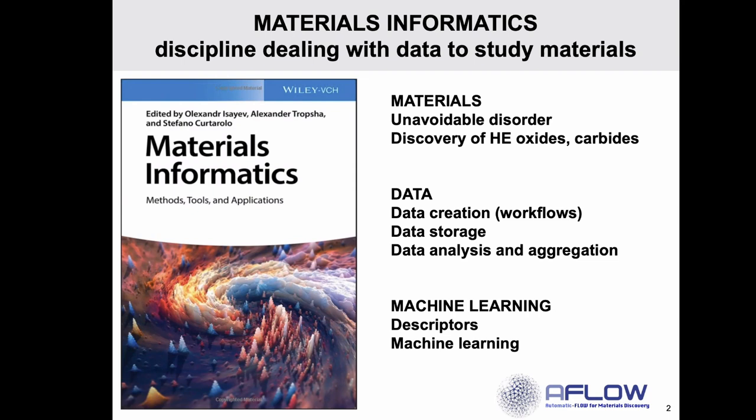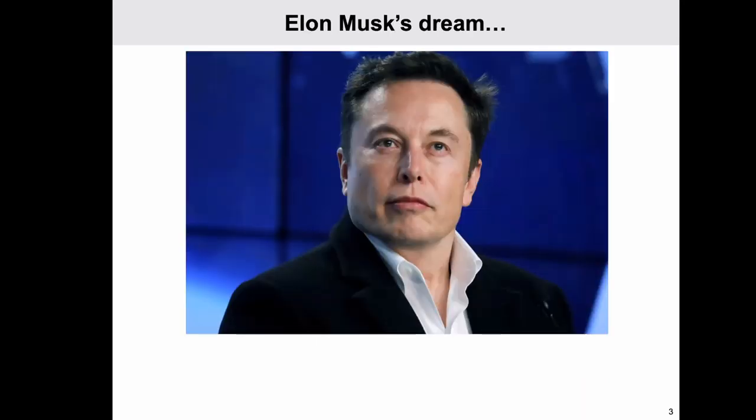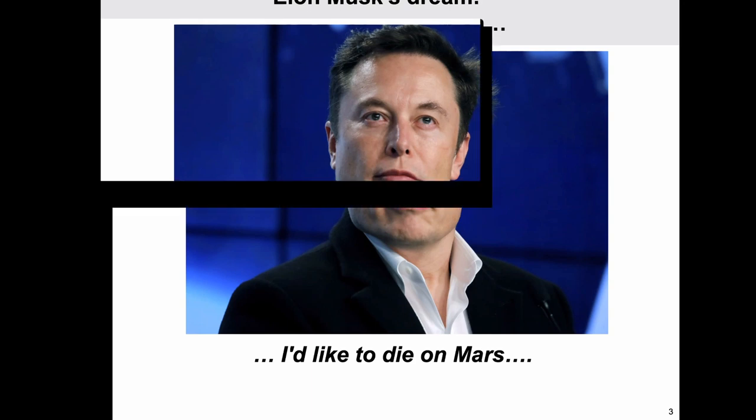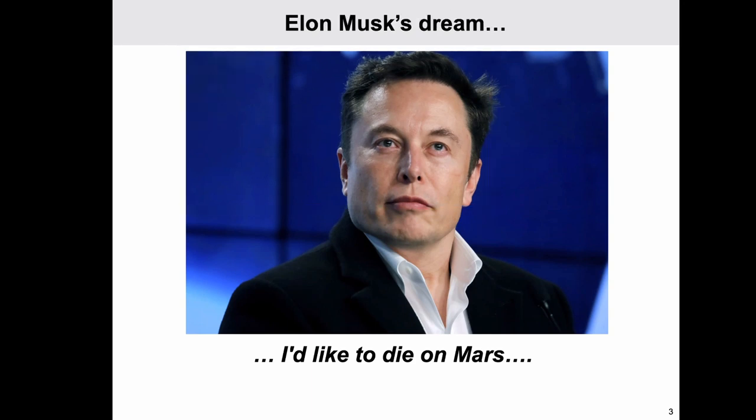Now let's start from the materials. We have dreams. And this is the Elon Musk dream. As you know, a few years ago, in a famous YouTube interview, Elon Musk said that he would like to die on Mars. It's kind of difficult to die on Mars because you need to go to Mars. Everybody laughs during this interview, and then near the end, he says, possibly not on impact, which means that he wants to land safely on Mars, right?